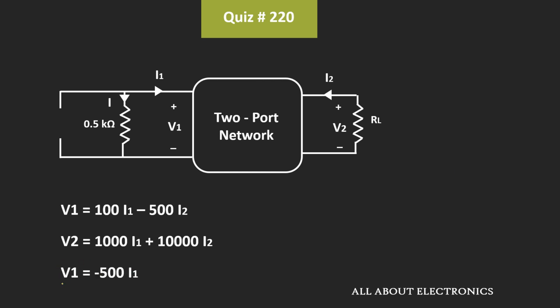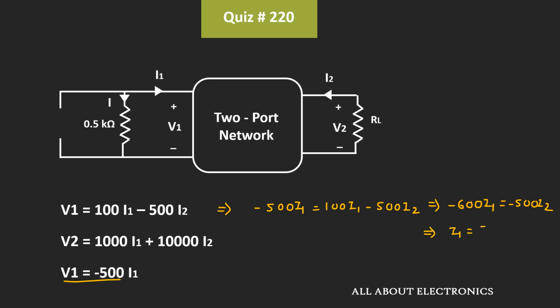Now if we put the value of this V1 in this first expression, then we can write minus 500 times I1 is equal to 100 times I1 minus 500 times I2. Or we can say that minus 600 times I1 is equal to minus 500 times I2. That means I1 is equal to 5 by 6 times I2.